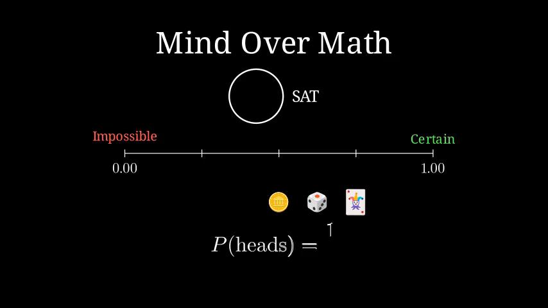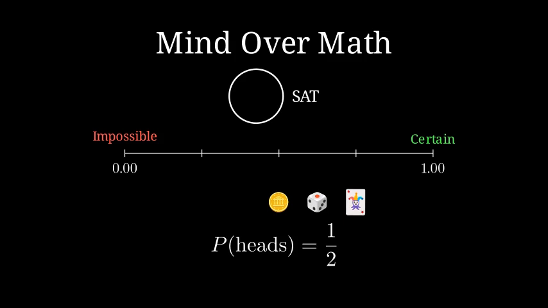In simple terms, probability is the measure of how likely an event is to happen. It is always a number between 0 and 1. 0 means impossible, like growing wings and flying. 1 means certain, like the sun rising tomorrow. You can write probability as a fraction, decimal, or percent. On the SAT, fractions are most common, but you'll see decimals too.